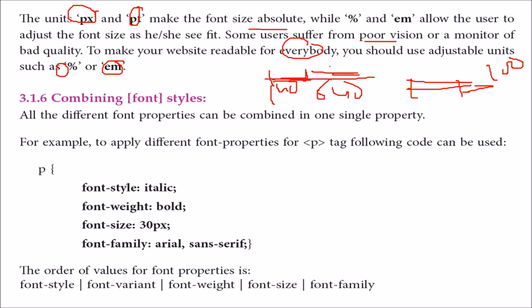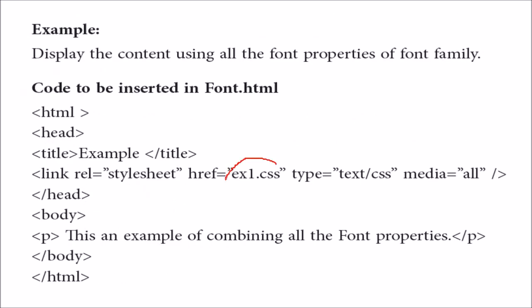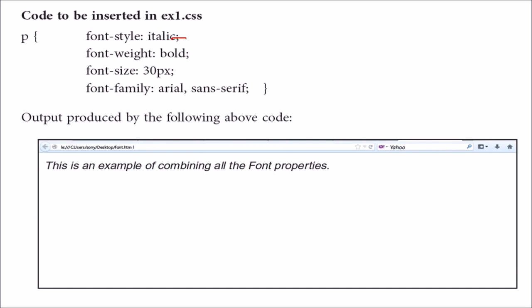When we combine all the styles, we have seen that the font style is italic. We have seen the weight can be given maybe as bold. The size can be 30px. The font family can be Arial or sans serif. So all these can be combined. As we have this ex1.css, we will change this file, and we will add these combined properties, and we will see the flow. Means you have to give first font style, then weight, then size, then family, like this. So all will be applied here. So this is the first part of the discussion, and now we will turn our attention toward the actual example.